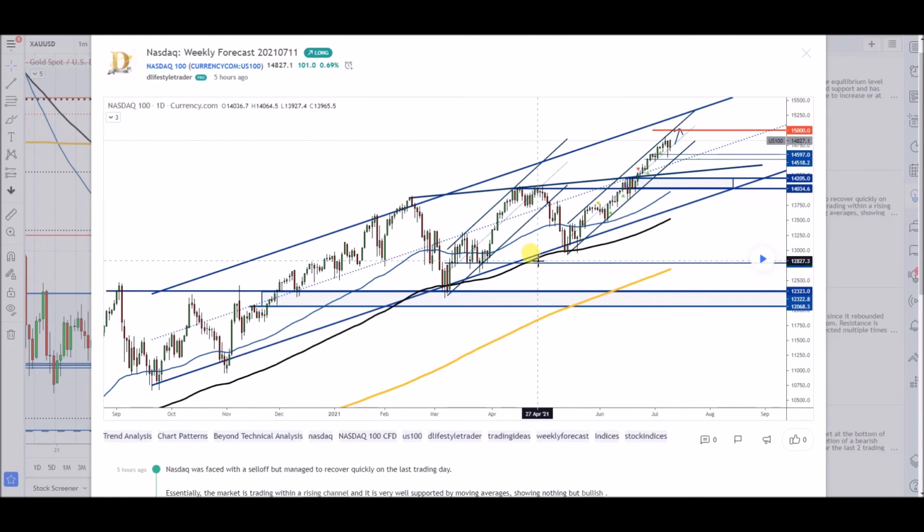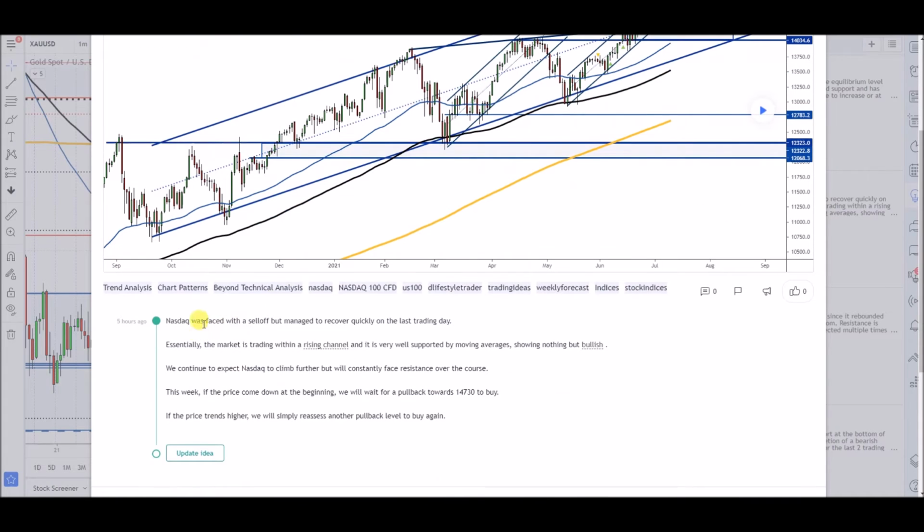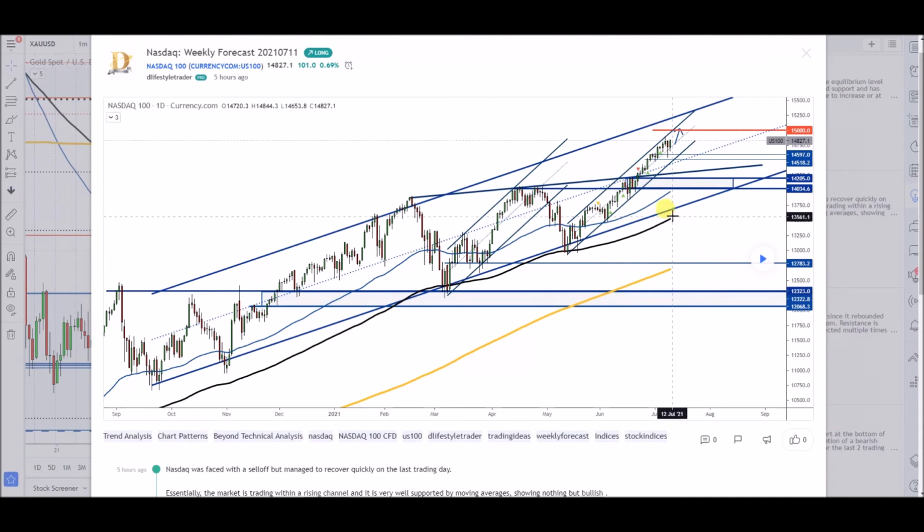Alright, next we have the NASDAQ. So the NASDAQ was faced with a sell-off but managed to recover quickly on the last trading day. As you can see, there's a huge sell-off right here. This is the daily time frame. It's actually a pretty strong sell-off, but it found support and came back very quickly.